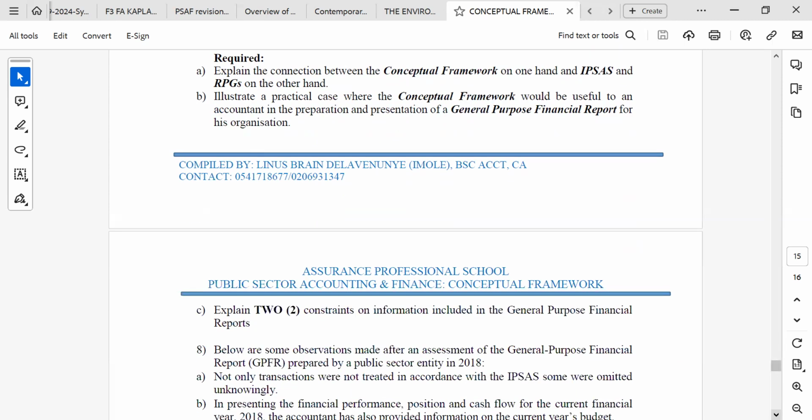Explain two constraints on information included in the general purpose financial reports. I think we just finished with that before coming to this particular question, isn't it? We finished with the constraints. So what are the constraints? We look at the issue of materiality. We look at the issue of cost-benefit analysis, and we also look at the issue of what? The time. Okay, so those are the issues, and that is all.